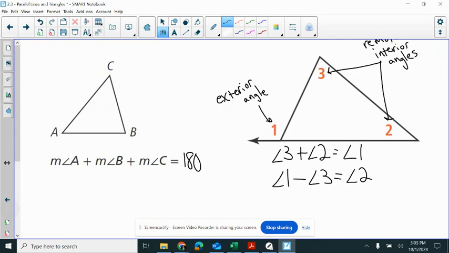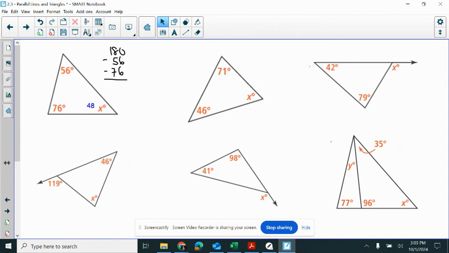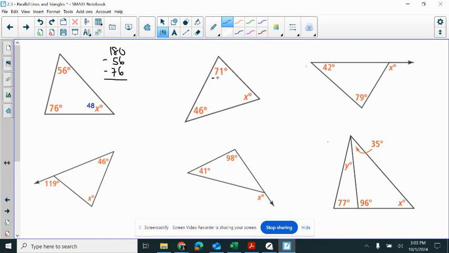All right, so let's look at some examples. If I'm solving for the missing angle in a triangle, you just subtract the two numbers that they give you from 180, because all three angles have to add up to 180. Just subtract all those, and you end up with the missing number. So that would be 48. If I do 180 minus 71 minus 46, that's going to give me 63.